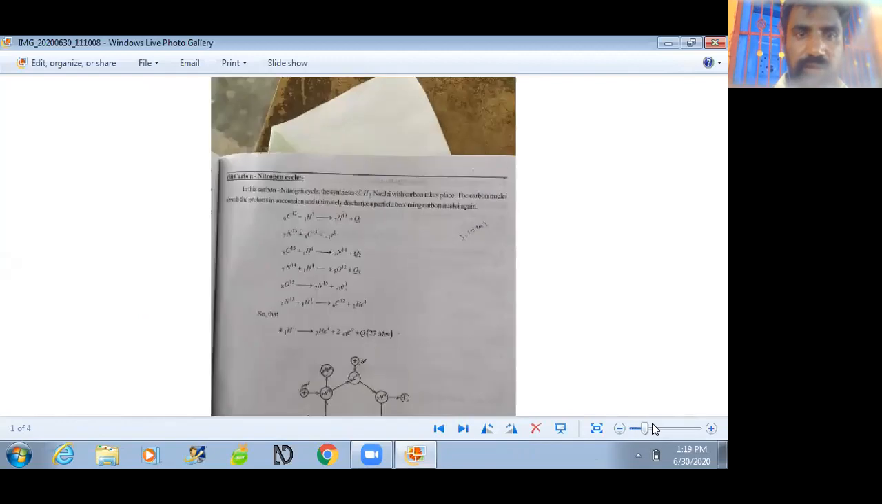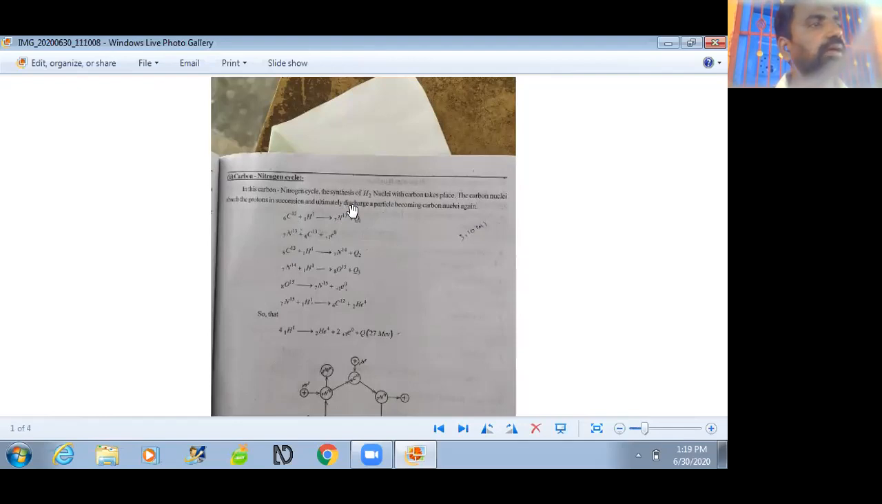You can see here, in the carbon-nitrogen cycle, synthesis of hydrogen takes place and also synthesis of helium particles takes place. Here a carbon nucleus absorbs a proton. First we have one carbon nucleus, 6C12, which absorbs one proton, 1H1, and forms 7N13, a nitrogen nuclide, and a small amount of energy Q1 is released.